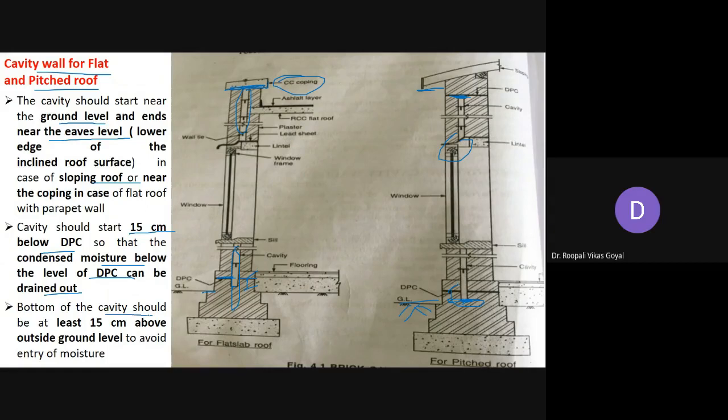And the bottom of the cavity should be at least 15 centimeter above the outside ground level. So here also you can see some difference. So 15 centimeter above this ground level and 15 centimeter below DPC. Those are some general requirements for the starting point of the cavity.